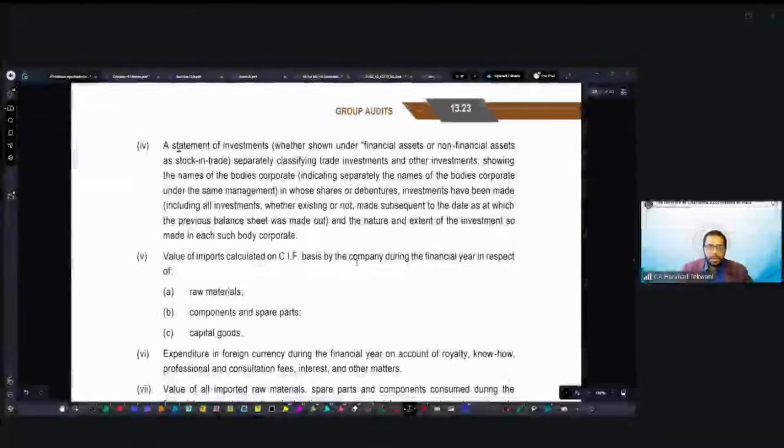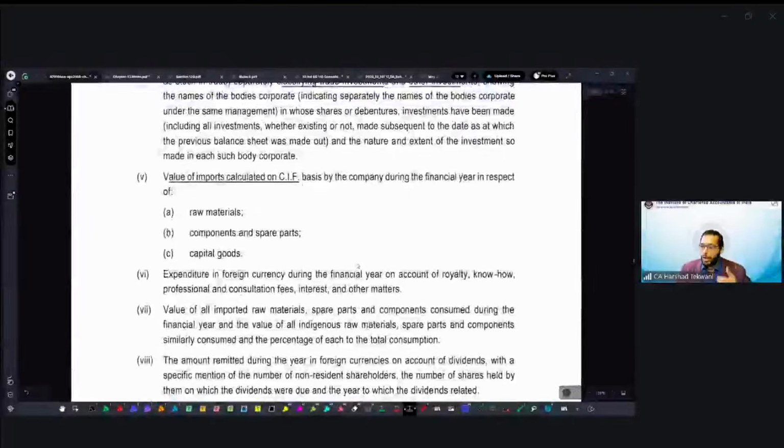They don't have the concept of MSME over there. Again, a statement of investment, separately classifying trade investment and other investment, value of imports calculated on CIF basis. Now, for Indian purposes, for the Indian holding company, you have an import. But what if your subsidiaries are outside India? How will you calculate the import? Is it import? Then expenditure in foreign currency.